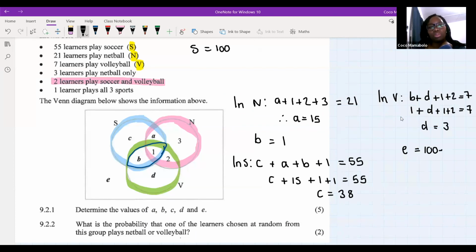To find E, we're going to take 100 and minus everything. Okay. We're going to take 100 minus everything that we have. So minus 15, minus, what is B again? Minus 1, minus 38, minus 3, minus 1, minus 2, minus 3. And that will give us E.